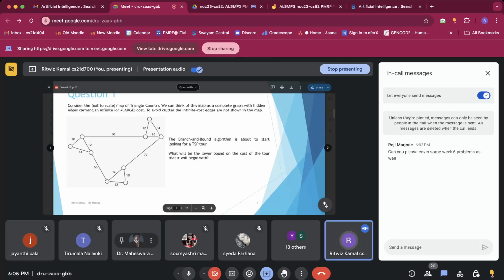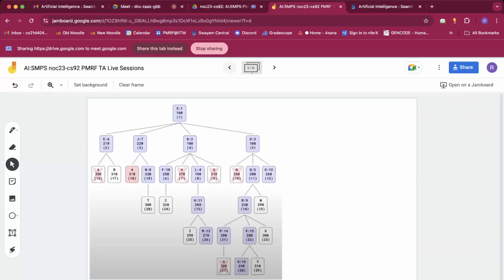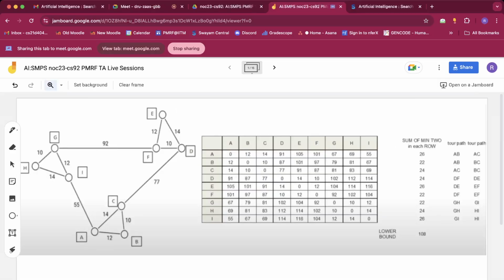Okay, does anyone have a solution or an approach on how to solve this? Okay, let's have a look at the solution and hopefully that will help you remember. So this is the map that we had, right? We have named the nodes starting from A, B, C, D and up to I.